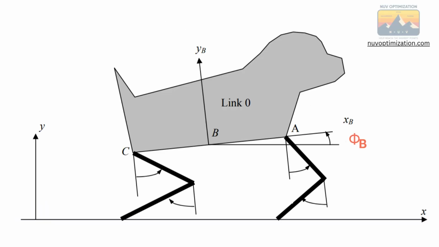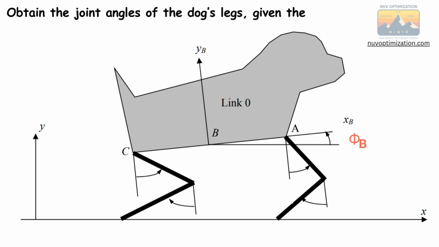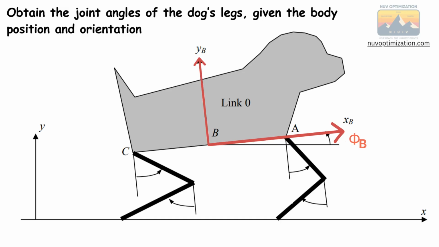Now, let's apply this to our problem. Our question is about how to precisely position the two legs of a doggy robot so that its main body is in a specific predetermined position in space. The robot's body position is defined by two key pieces of information: the coordinates x sub b, y sub b of a central point B, and the orientation angle, phi sub b, which is the angle between the horizontal line AC, the bottom of the dog's body, and the x-axis.